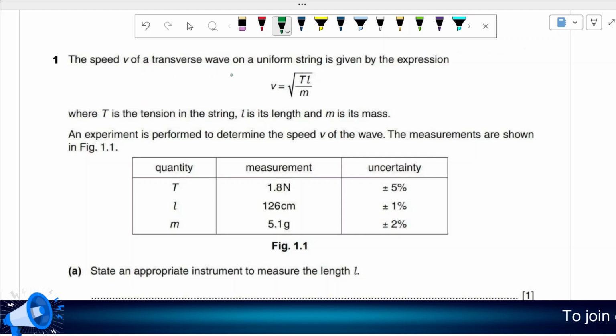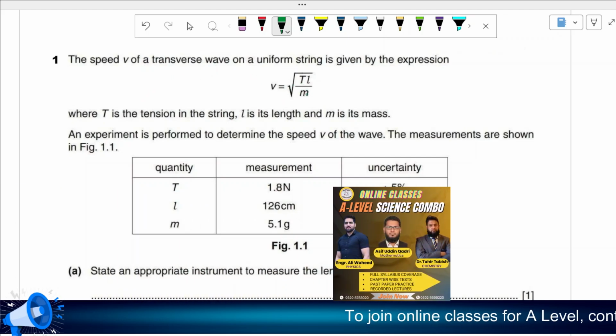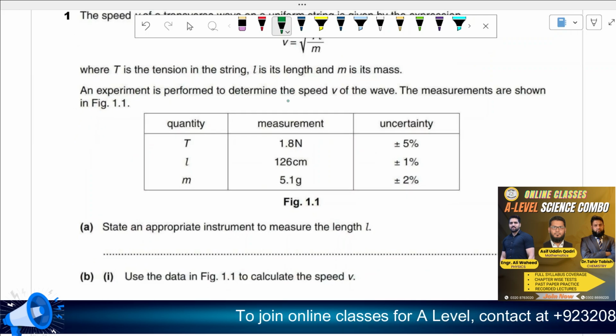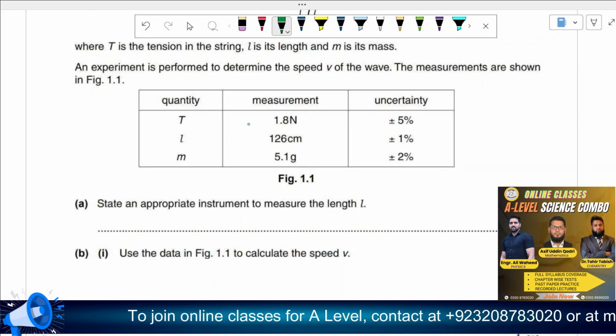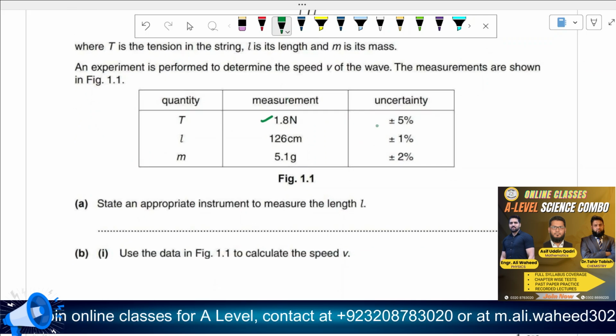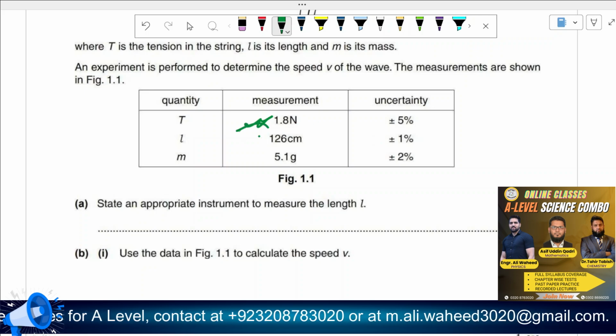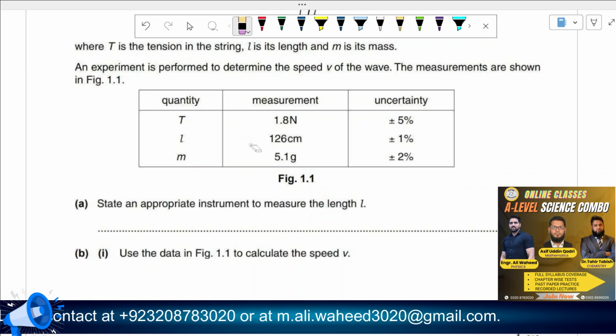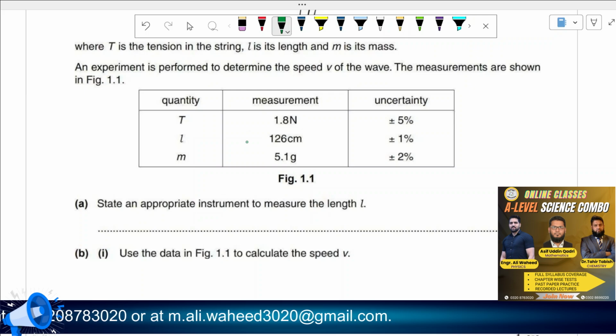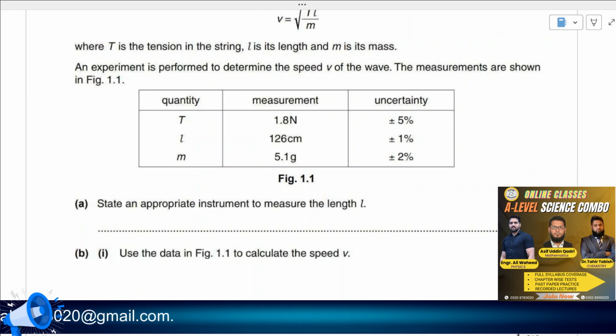So the speed of the transverse wave is given by the formula v equals square root of TL over m, and then we are provided with the table. We are provided with the values of the quantity along with the percentage uncertainty. So the first part is: state an appropriate instrument which is used to measure the length.